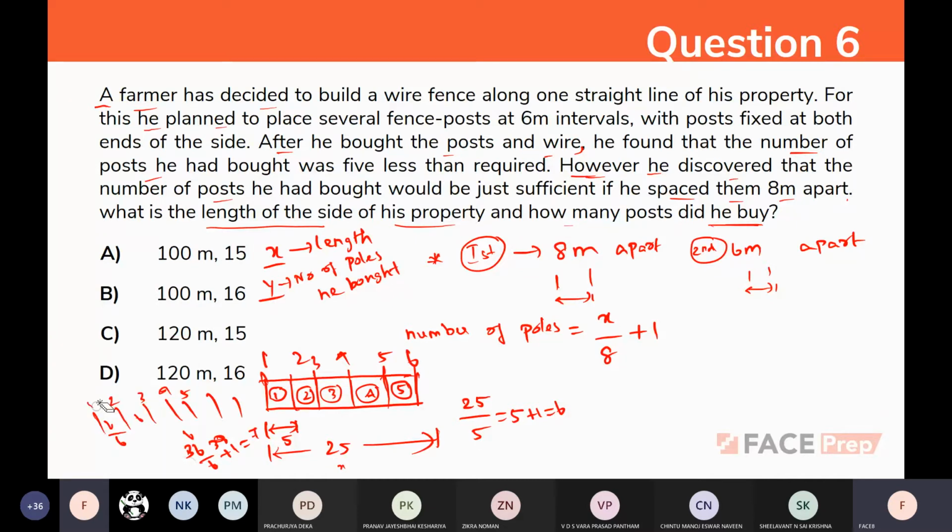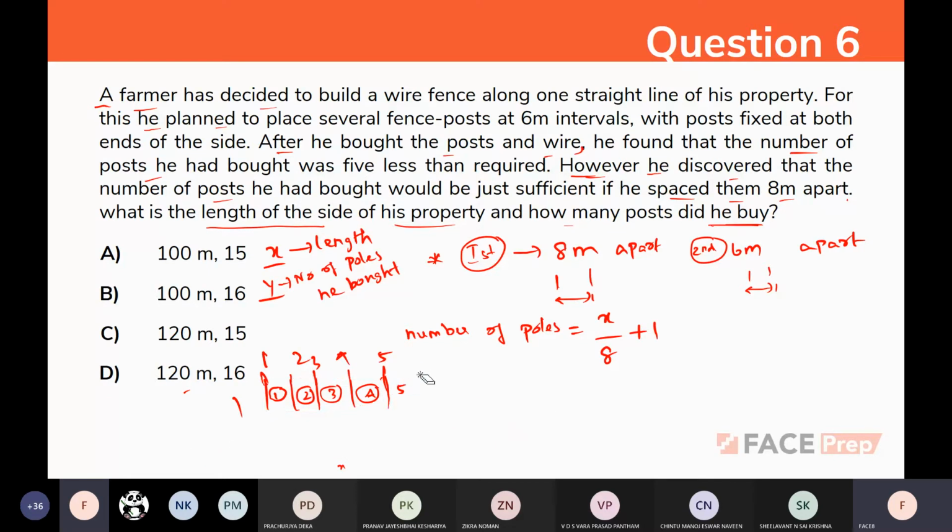So you understood this case, right? Now you will understand the equation, how I formed this. Here the total distance is x. The distance between each pole, if we add 1 to it, we will get y. y will be equal to x by 8 plus 1. So this is the first case.